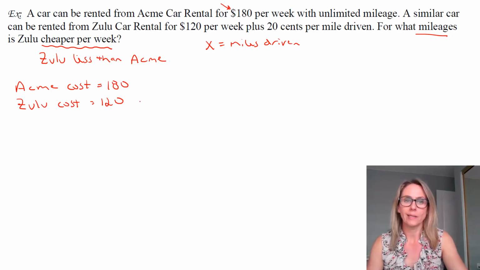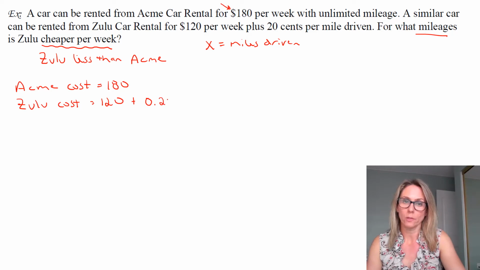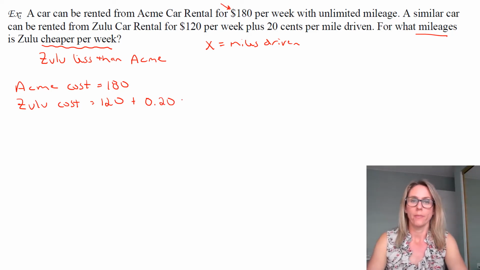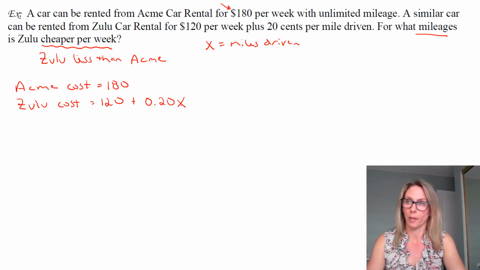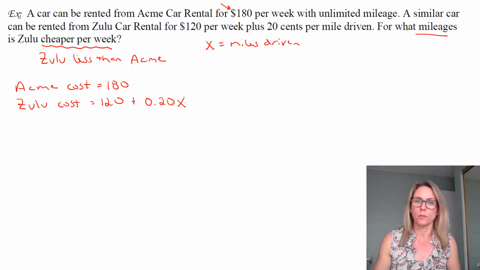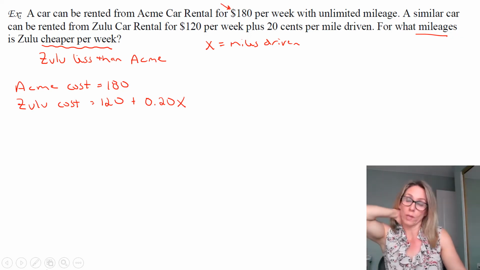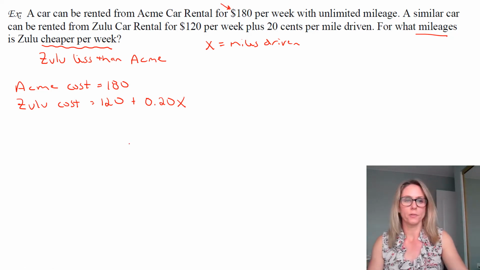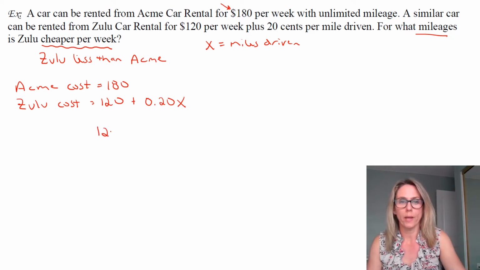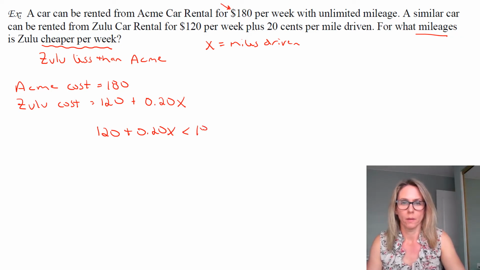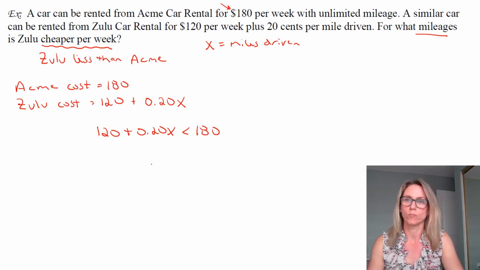But we also have to pay 20 cents. We want to think about that as a decimal. So it shouldn't be 20. It should be 0.2, and then times the number of miles driven. So if you drive 100 miles, you multiply that by the 20 cents, and you can see that that's 20 dollars. But we have these other costs associated too. So we want to know, when is Zulu less than Acme?